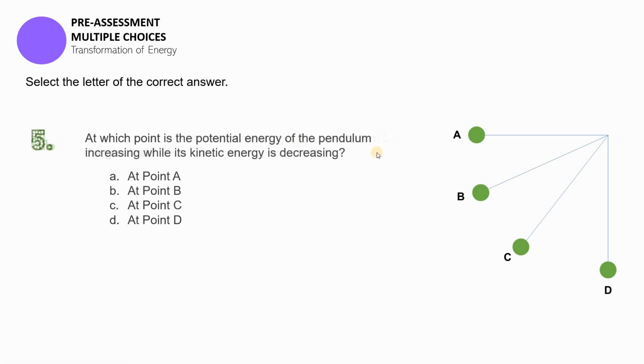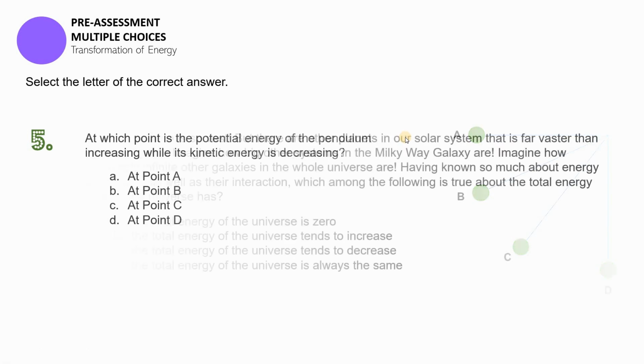Alright. Now, for the last item, you have to identify at which point is the potential energy of the pendulum increasing while its kinetic energy is decreasing. I hope that you're ready with your correcting pens because we are going to answer this pre-assessment.